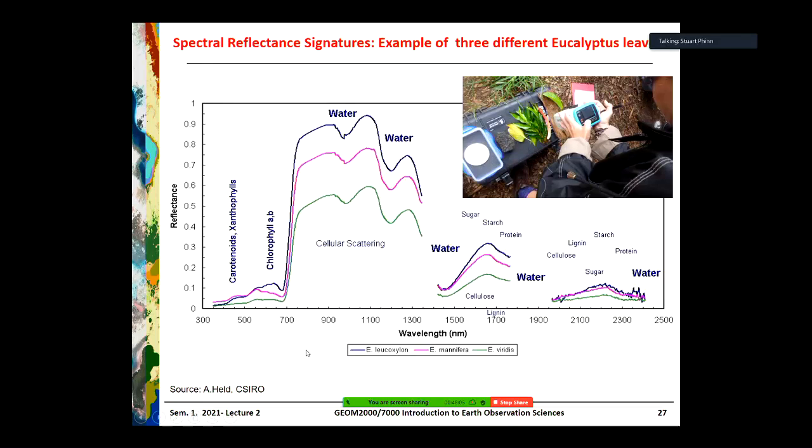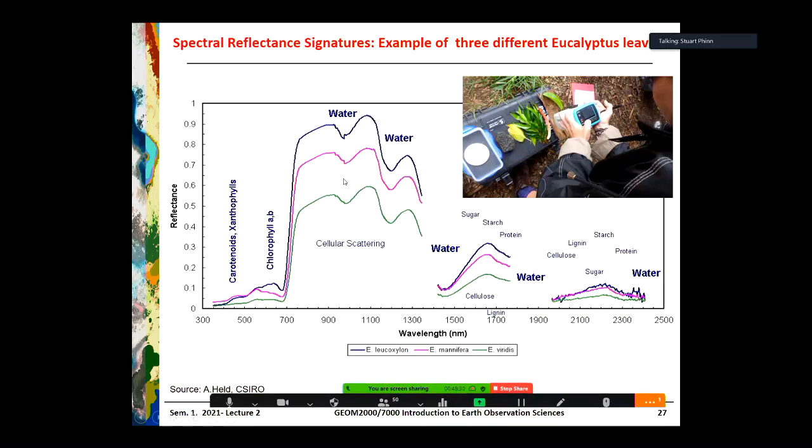But back to the signatures of those 3 eucalyptus leaves, what you can see is pretty much all of the visible light in the blue, green and red is being absorbed and used in photosynthesis. Only some of the green is being reflected, but lots of the near infrared is being reflected. But we can't see that. If we could see near infrared, vegetation leaves would look really bright to us, but we don't.